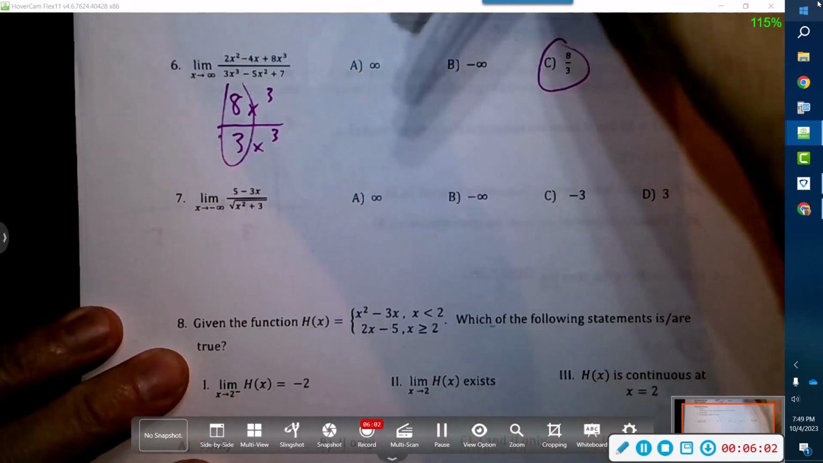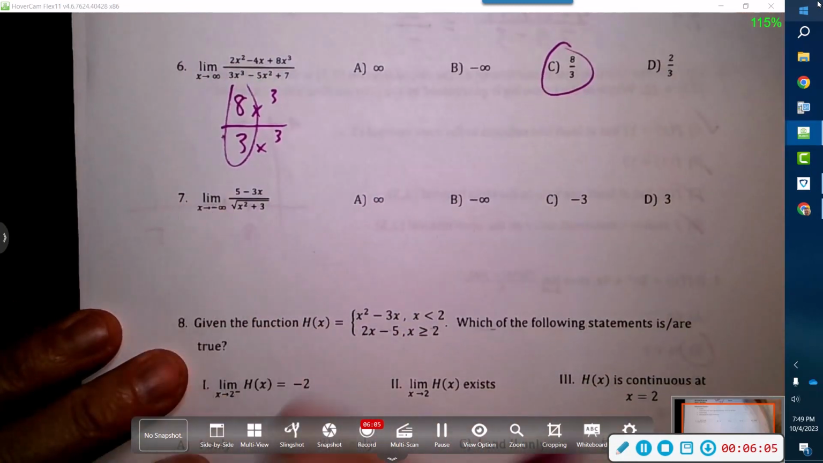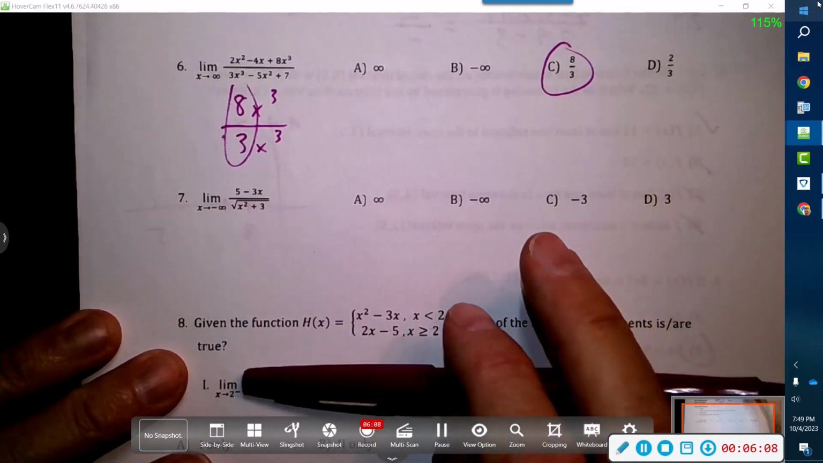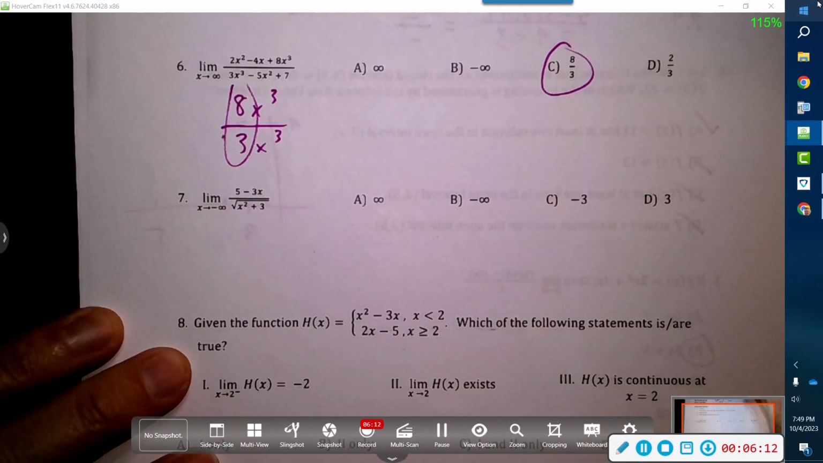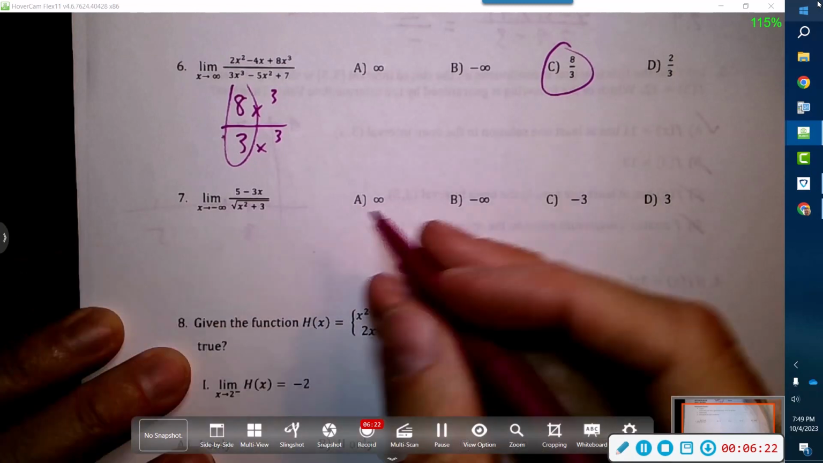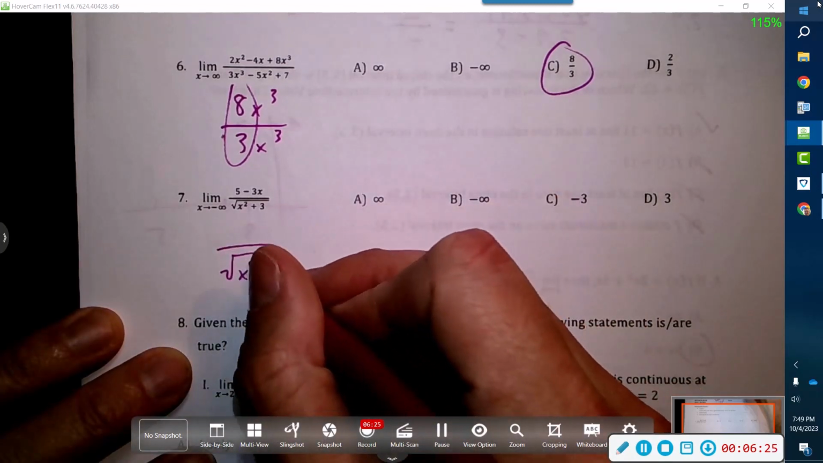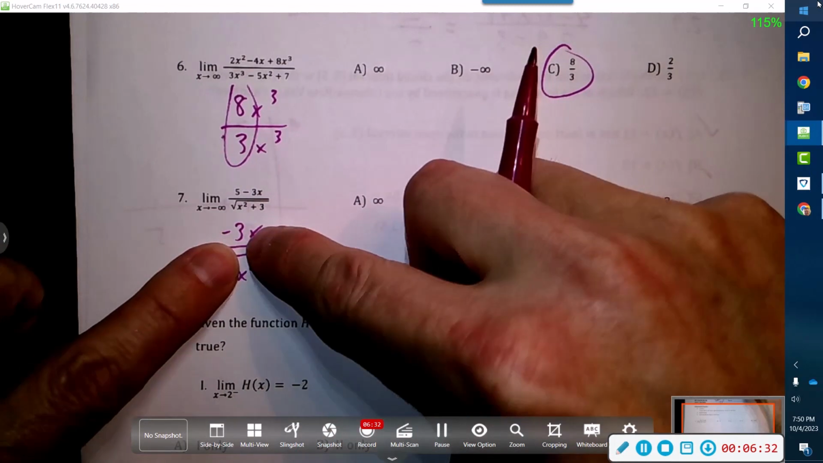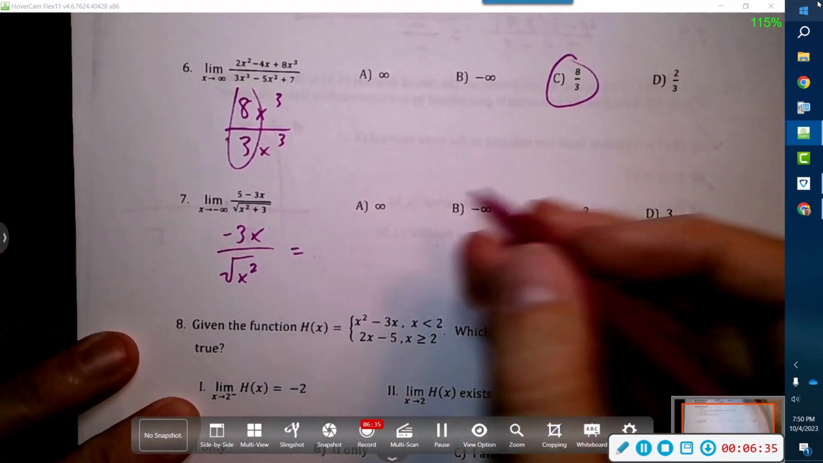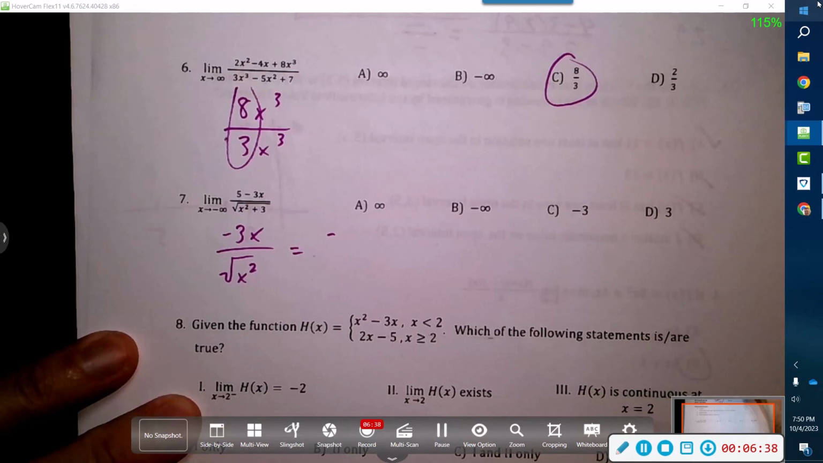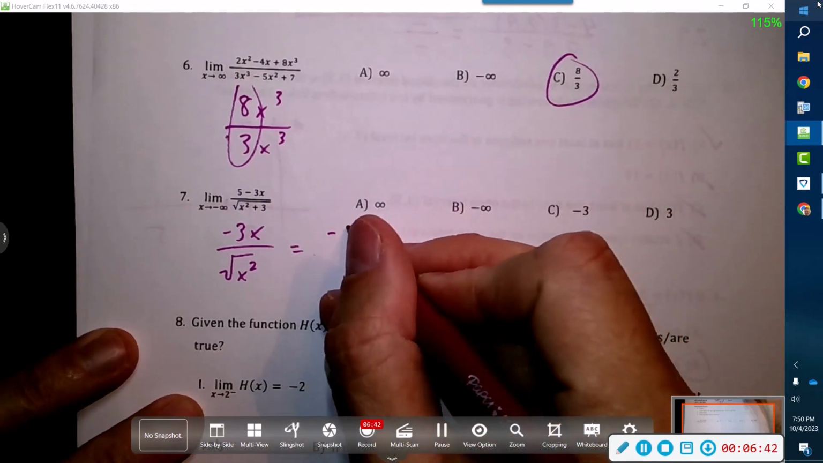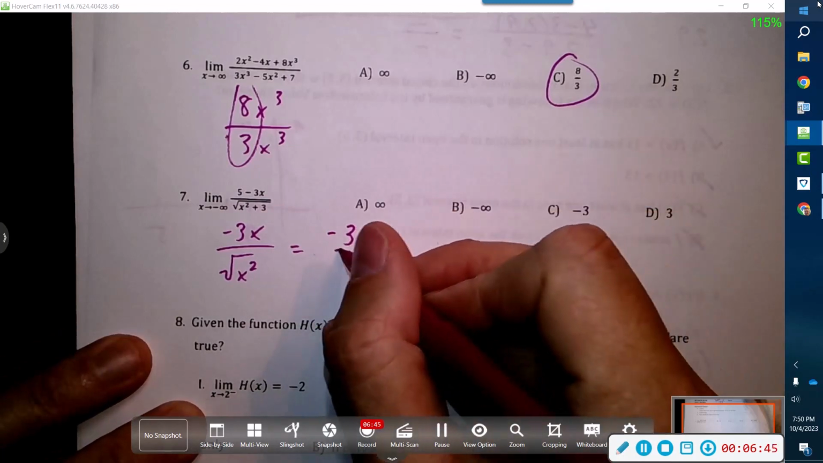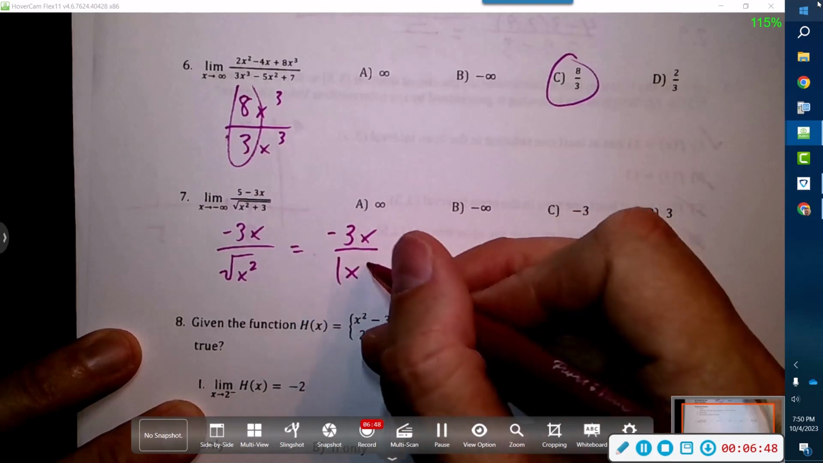Okay, now this guy. Now we are going to negative infinity for number 7. So let's see here. All right. Let's see. End behavior model. Okay. So it looks like we've got the square root of x squared, and it's going to be over negative 3x. Now we would say that this is bottom heavy if the square root wasn't there, but because the square root is there, what I've got is a negative 3x over the absolute value of x.